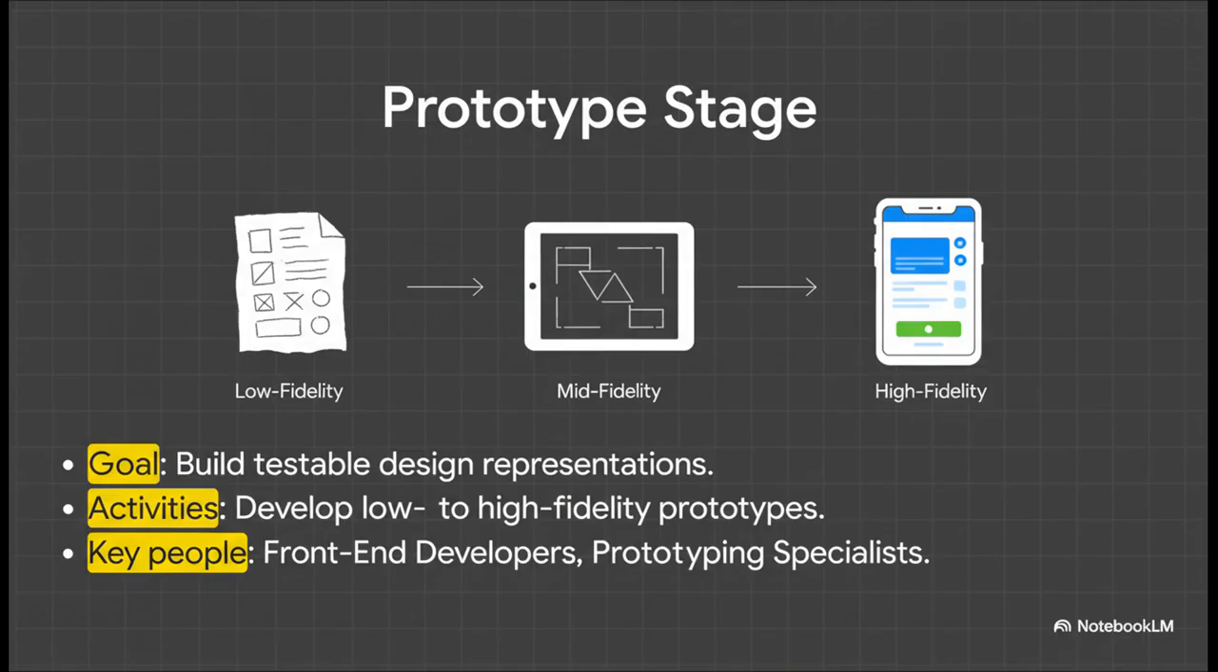Then we move to the prototype stage. And what do we do here? We build a sample, a testable version of the product. Now, remember, this is not the final finished product. No. It can be something very simple, like a sketch on paper. We call that low fidelity. Or it can be a more realistic, clickable model on a computer. We call that high fidelity. The main point is to create something that users can actually interact with.